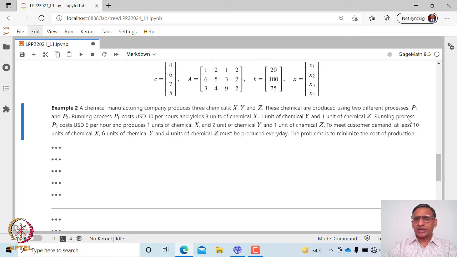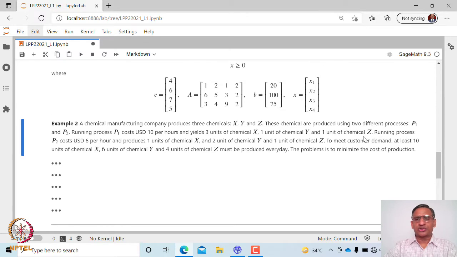Similarly, running process P2 costs $6 per hour and it produces 1 unit of X, 2 units of Y, 1 unit of Z. And to meet the customer demand, one has to have at least 10 units of chemical X, 6 units of chemical Y, and 4 units of chemical Z. The problem is to minimize the cost of production. So here the previous problem was to maximize the revenue. In this case, we want to minimize the cost of the production.